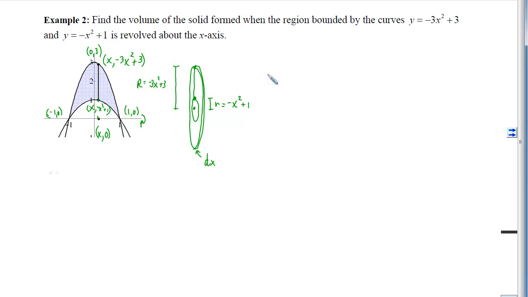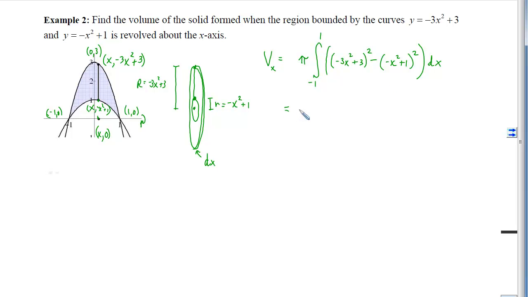Now that we've labeled all the parts and pieces, we can set up the volume of that representative slice. It will be pi times the big radius squared minus the little radius squared, all times the thickness, which is dx. So in order to get the volume of the entire region, we need to sum up all of the slices' volumes from the smallest x-coordinate to the largest x-coordinate as the strip moves through the region. We can see the smallest x-coordinate is -1 and the largest x-coordinate is +1.